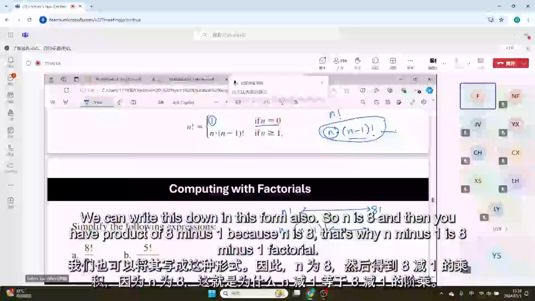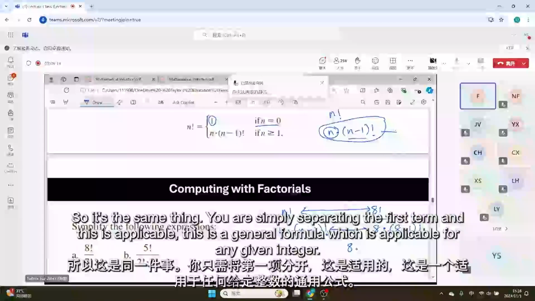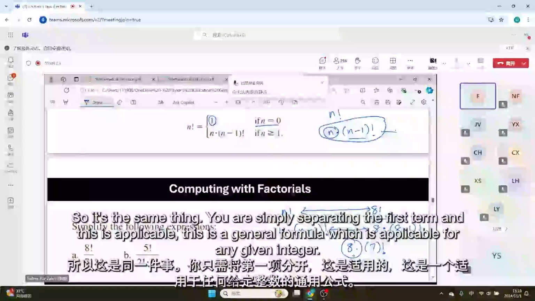So n is 8, and then you have the product of 8 times (8 minus 1) factorial, because n is 8. That's why n minus 1 is 8 minus 1 factorial. It will give you the same result. What does it mean? 8 multiplied by 7 factorial. So it's the same thing. You are simply separating the first term, and this is a general formula which is applicable for any given integer.